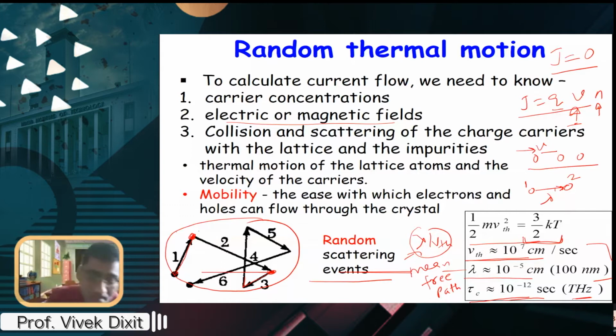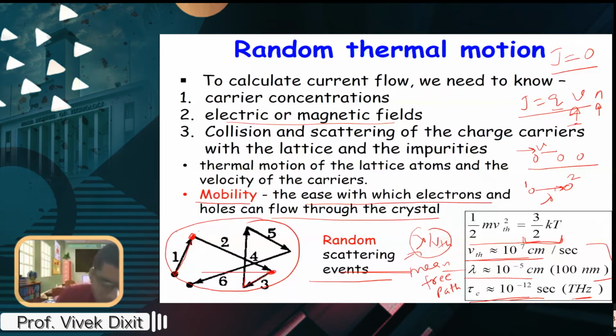Now, when we apply the field, these electrons get some directed velocity. Mobility is basically defined as the ease with which electrons and holes can flow through the crystal. So if there is less scattering, or lambda is large, or tau c is small, we will have fewer collisions, less scattering. So of course the mobility will be more.